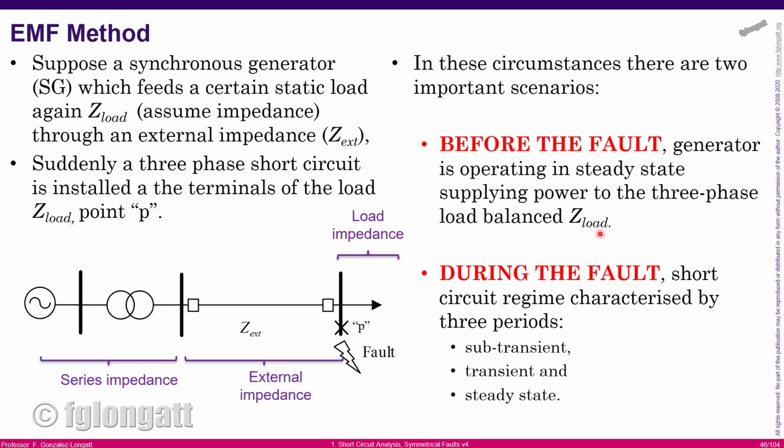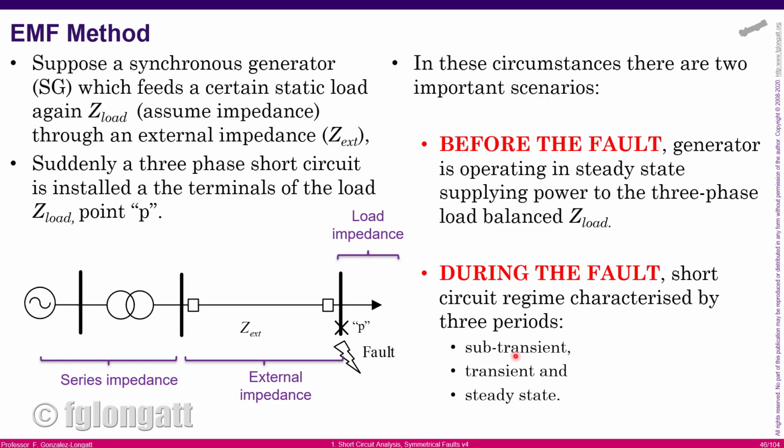Now, suddenly we have the short circuit. The short circuit is happening here at the terminals of the load, a three-phase short circuit. We can say that the impedance is zero. That is what we call a bolted three-phase short circuit, okay?